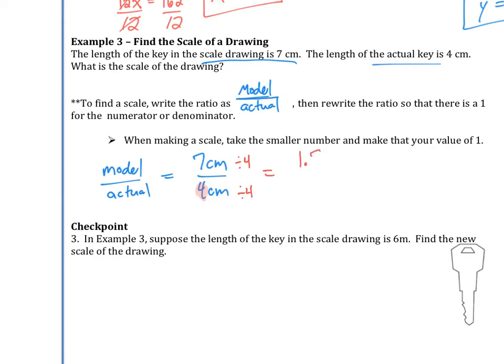So we end up with 1.75 over 1. That's what the scale is, 1.75 to 1. Because when we're doing a scale, like a map or a scale of a building, and you make a smaller building, we generally will make it over 1 or have a 1 in that scale. So 1.75 over 1, and it's model over actual.